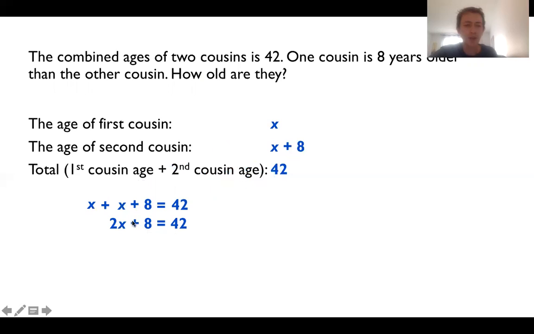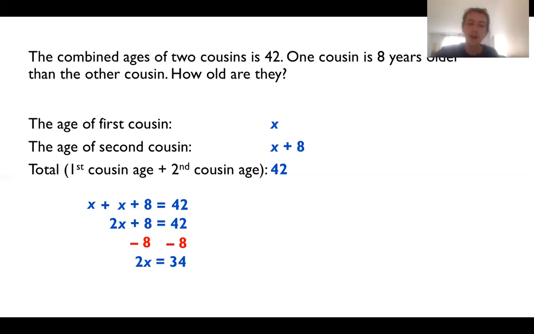Next step, let's get rid of the plus 8 here. The opposite of a plus 8 is a minus 8. If I do it to the left, I've got to do it to the right. So now I'm left with just 2x on the left. 42 minus 8 is 34.